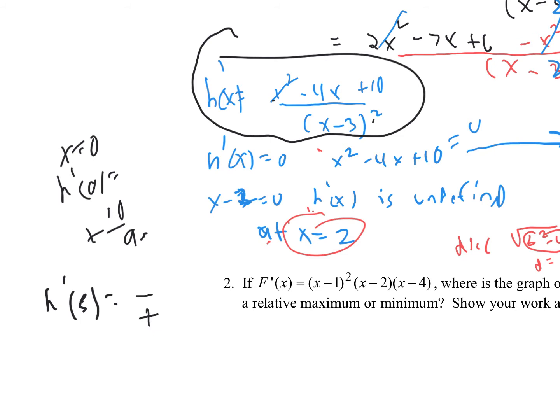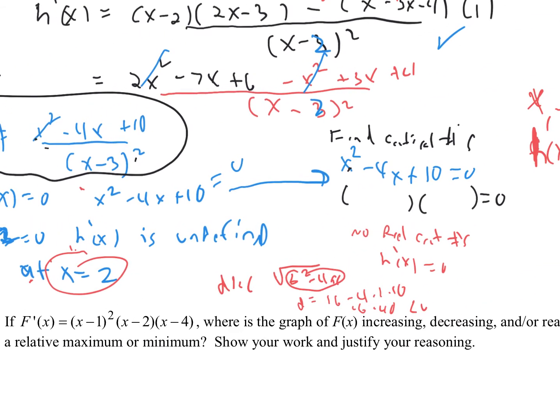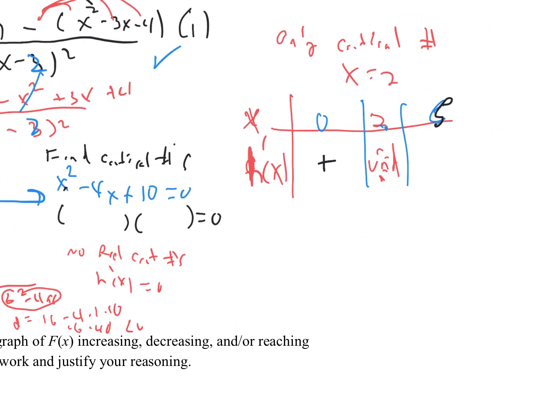Let's check the top. Now I might want to plug it in: 25 minus 20 plus 10. Well, 25 minus 20 is still a 5, and 5 plus 10 is still 15, so that's a positive. So I know that on the right side, it's also positive.